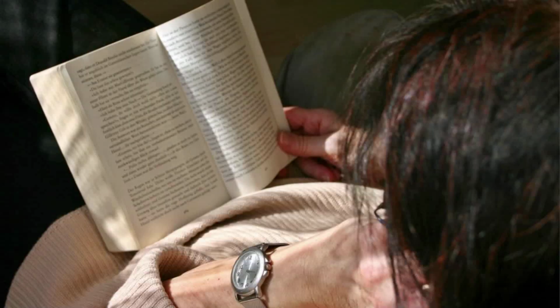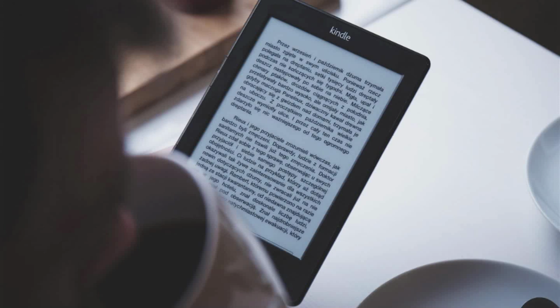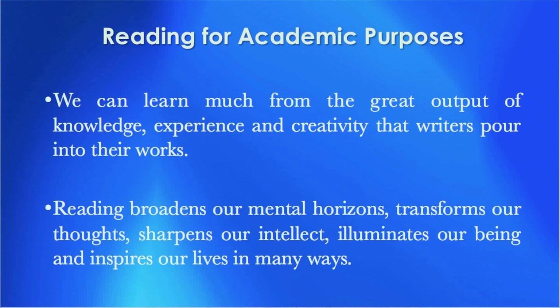It is said that a good reader makes a good writer as well. Perhaps it is because the groundwork for good writing comes from the collective stock of our extensive reading. Good reading practices not only stir our imagination or enhance our knowledge of the world, but also enrich our creativity and develop the power of our self-expression. We can learn much from the great output of knowledge, experience, and creativity that writers pour into their works. Reading broadens our mental horizons, transforms our thoughts, sharpens our intellect, illuminates our being, and inspires our lives in many ways.